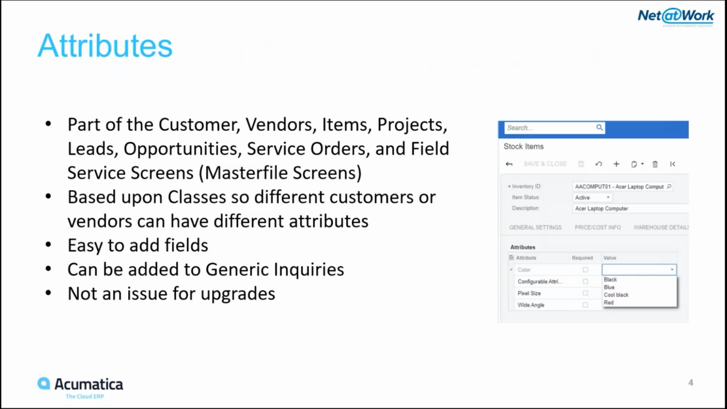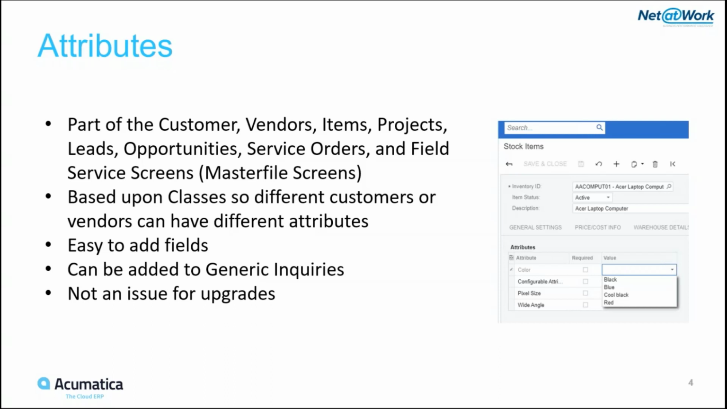So let's talk about attributes. When you're setting up a customer, a vendor, an item, a project, a lead, an opportunity, a service order, or a field service, those are known as master files within Acumatica. There you can create something called an attribute, like a custom field. They're based upon the classes. For example, if you have multiple customer classes, you could have different attributes for different classes.